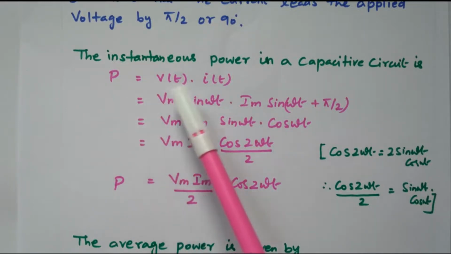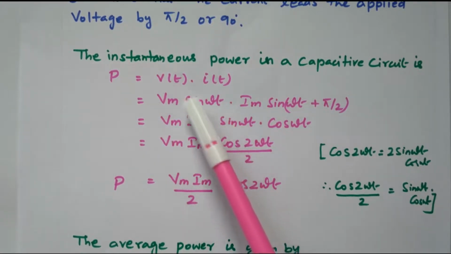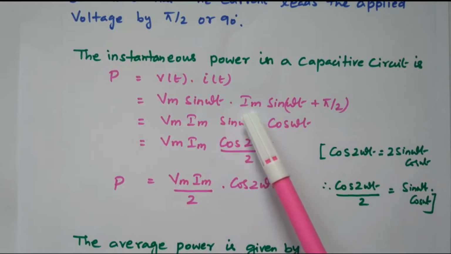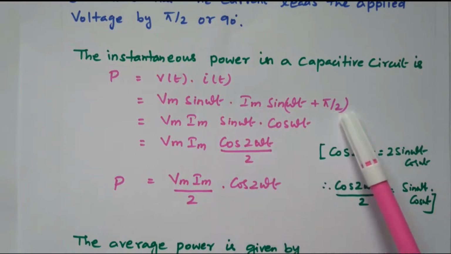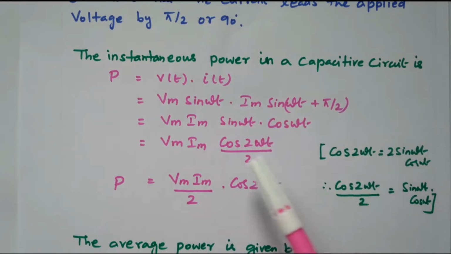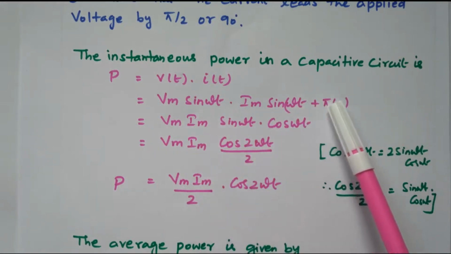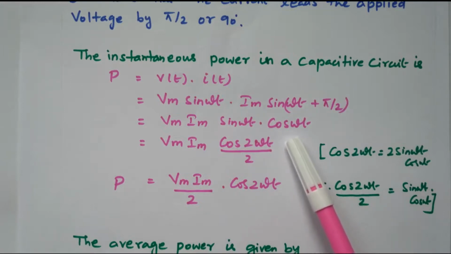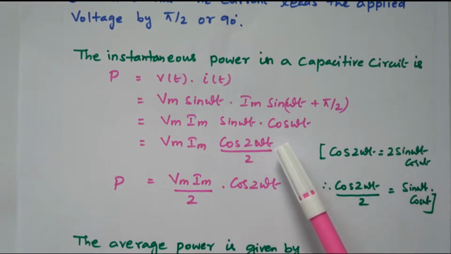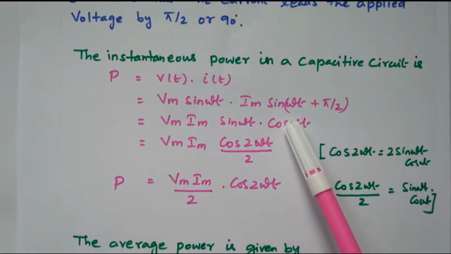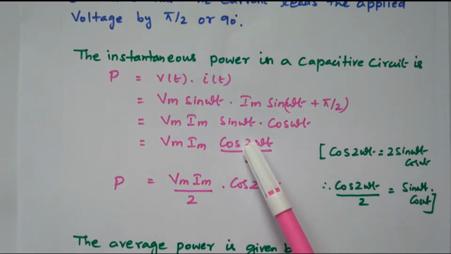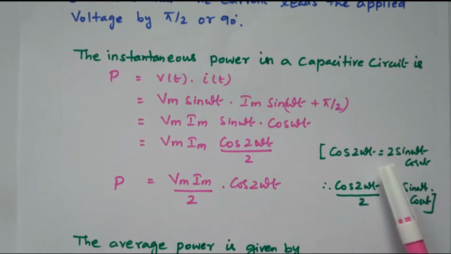P equal to V of t into I of t. V of t is Vm sin omega t, this is equation 1. I of t is Im sin(omega t plus pi by 2), this is equation number 2. So Vm into Im sin omega t, and sin(omega t plus pi by 2) can be written as cos omega t. So sin omega t into cos omega t can be written using the formula cos 2 omega t equal to 2 into sin omega t cos omega t.